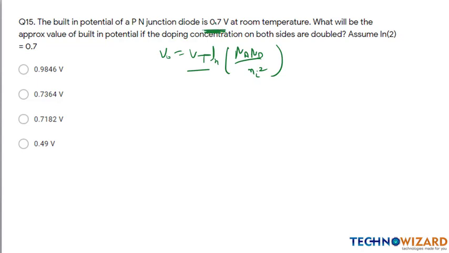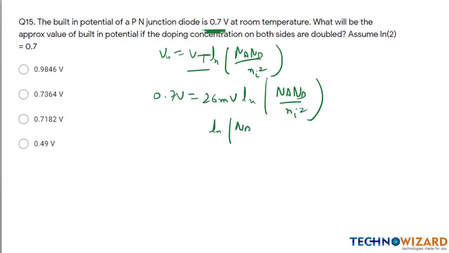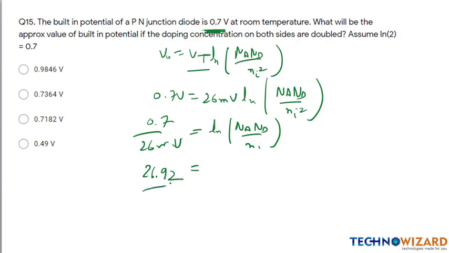Okay, see this. For the first case, they have said V0 is 0.7 volt at room temperature. At room temperature, the thermal voltage is approximately 26 millivolt, so V0 is equal to 26 millivolt times ln Na Nd upon Ni square. From here, I can find the value of ln Na Nd upon Ni square. That will be equal to 0.7 upon 26 millivolt, which will come out to be 26.92. I am giving it as equation 1.